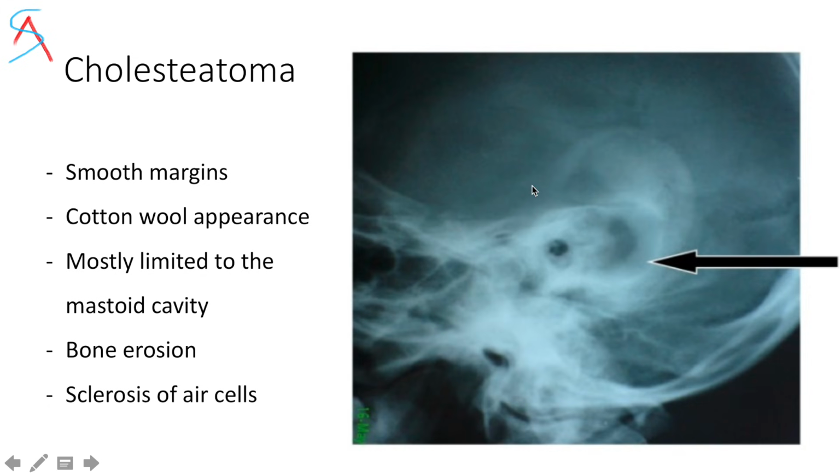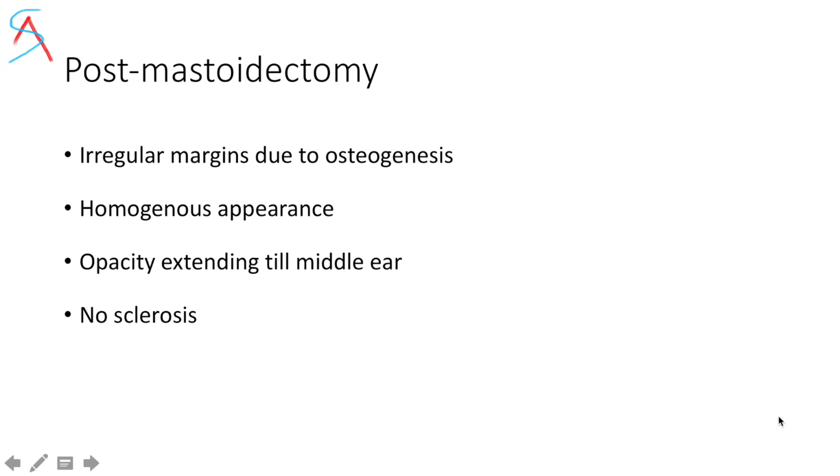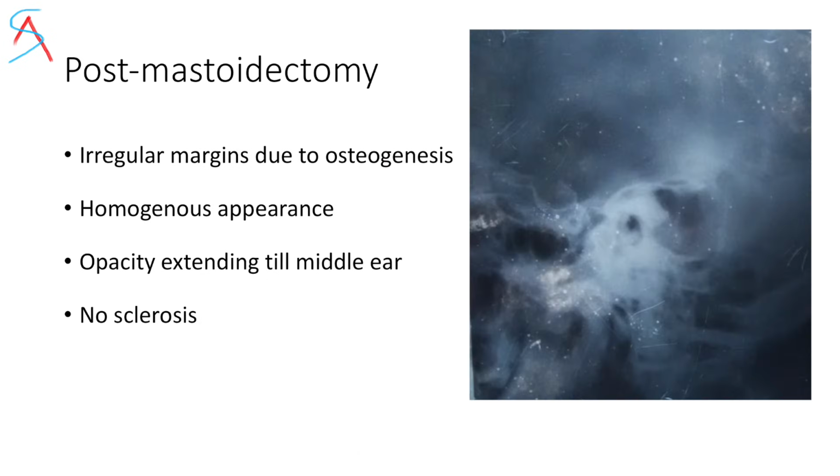In cholesteatoma you will see the margins are smooth. It looks like a cotton wool appearance. There will be bony erosion, which is a key feature of cholesteatoma, and there will be sclerosis of the mastoid air cells. Whereas in a post-mastoidectomy X-ray we will see irregular margins because there will be osteogenesis. It will be homogeneous in appearance. There will be no sclerosis.